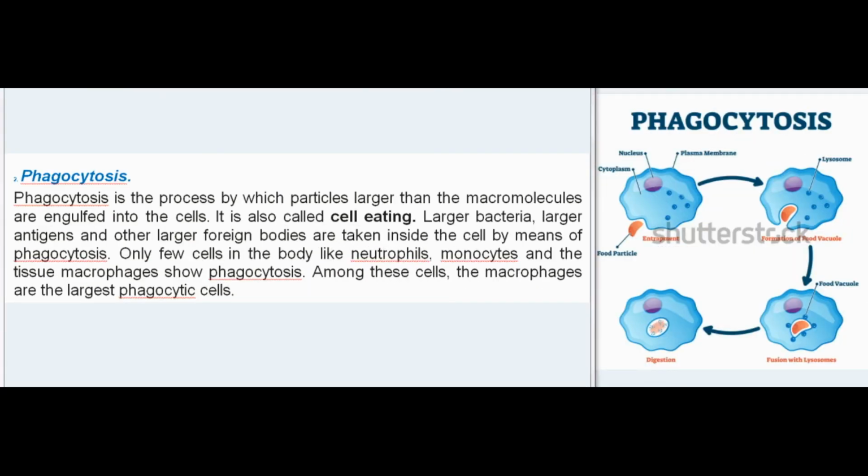Phagocytosis. Phagocytosis is the process by which particles larger than the macromolecules are engulfed into the cells. It is also called cell eating. Larger bacteria, larger antigens, and other larger foreign bodies are taken inside the cell by means of phagocytosis. Only few cells in the body like neutrophils, monocytes, and the tissue macrophages show phagocytosis. Among these cells, the macrophages are the largest phagocytic cells.